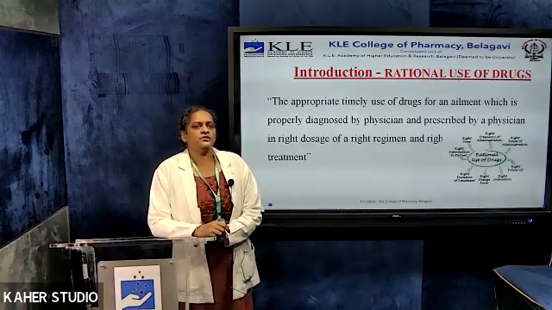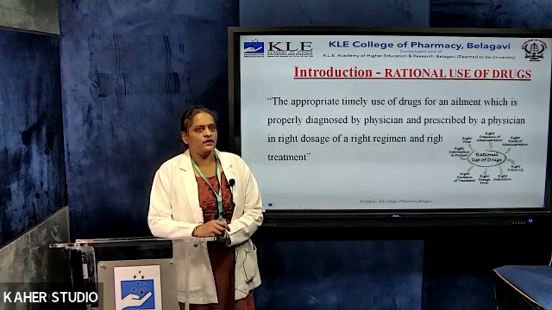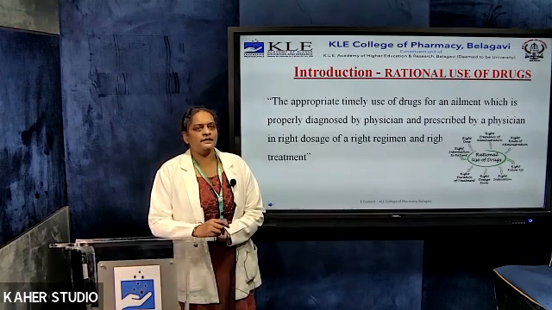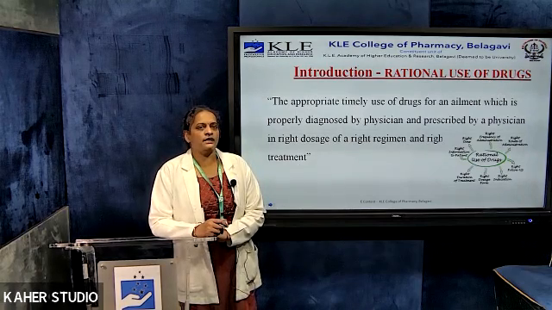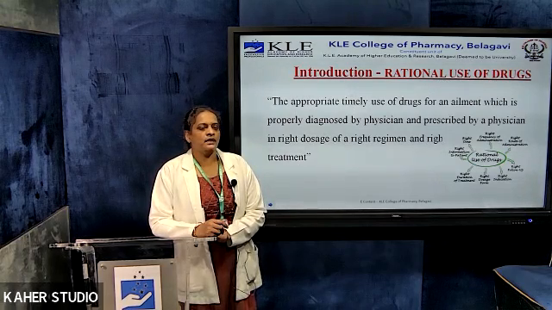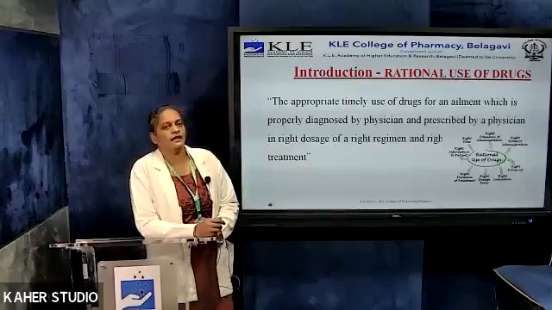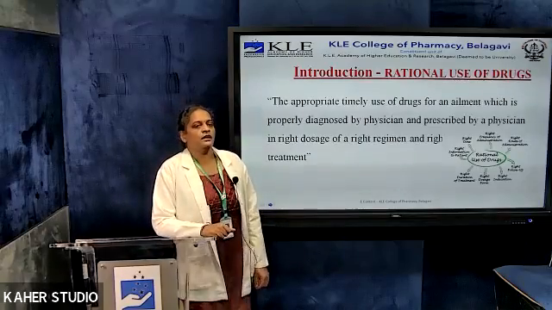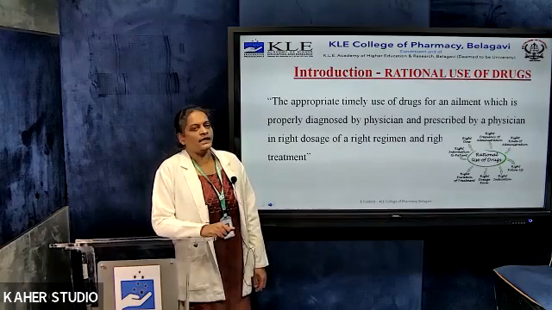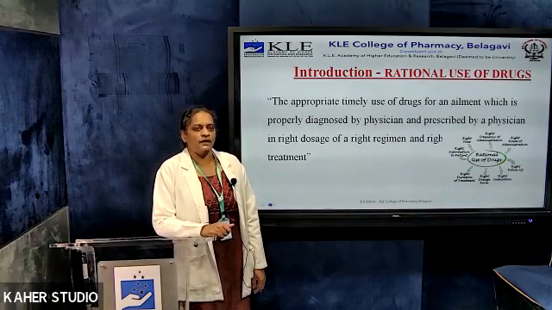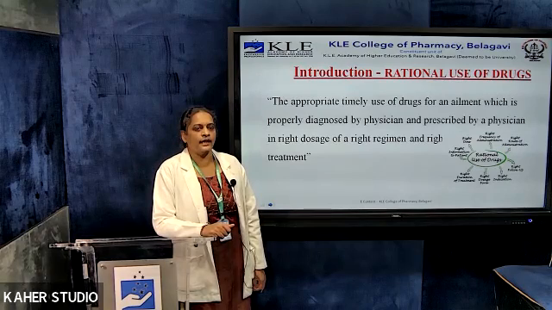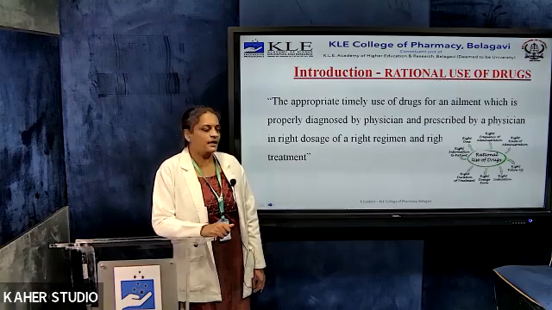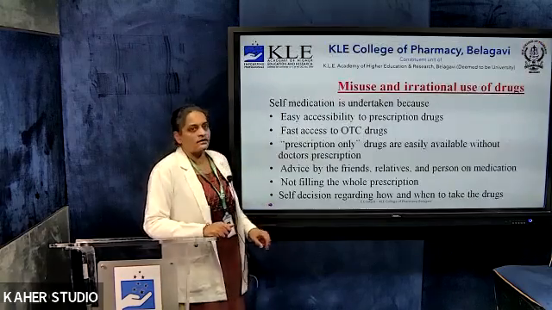So now coming to the introduction, what is meant by rational drug use? Here, the drug the patient receives should be appropriate, and it should be a timely use of drugs for an ailment which is properly diagnosed by a physician and prescribed in the right dosage, the right regimen, and the right time for the right treatment. The drug should be effective, with the right indications, right time, and cost effective, which is also one of the important aspects of rational drug use.